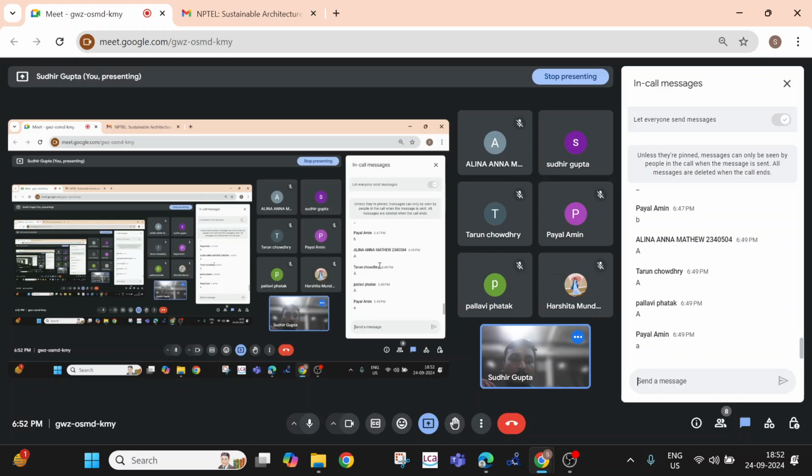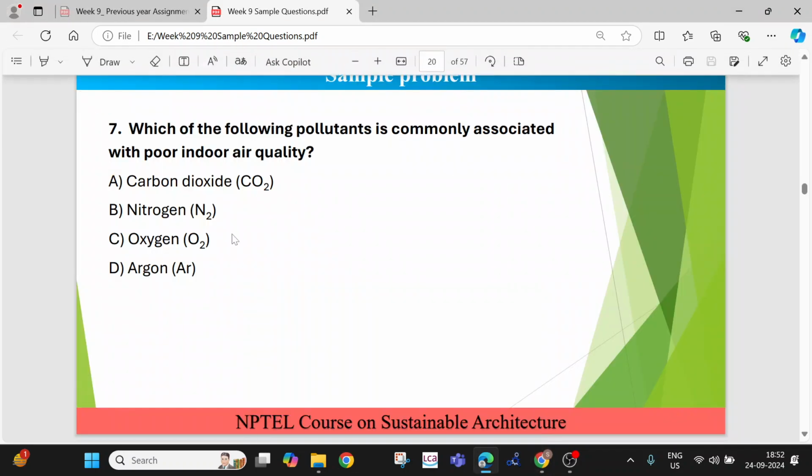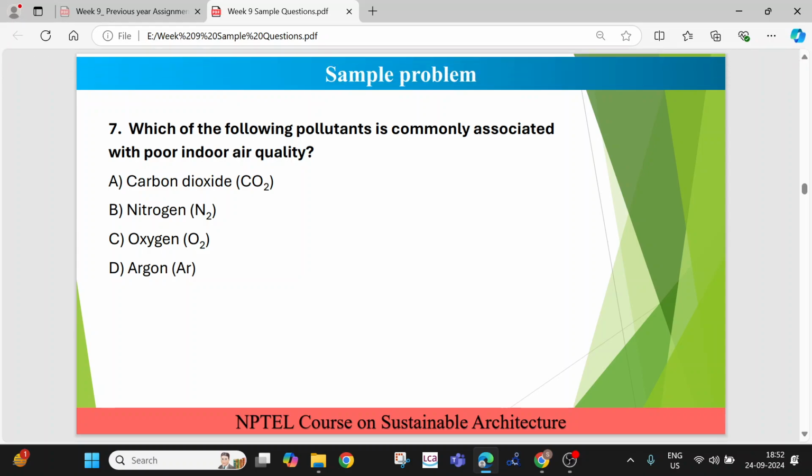Yeah. So Tarun, Palvi, Payal, all of you, every time you are giving the answer and giving it correctly, which means you've understood it very well about the week 9 lecture that was purely based on indoor air quality, indoor environment quality, you can say. So you've understood it very well, and the answer is correct. CO2 is the right answer.